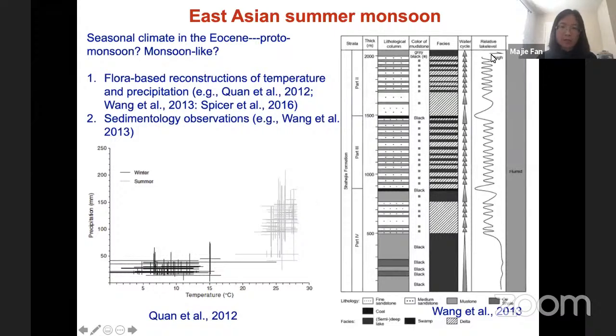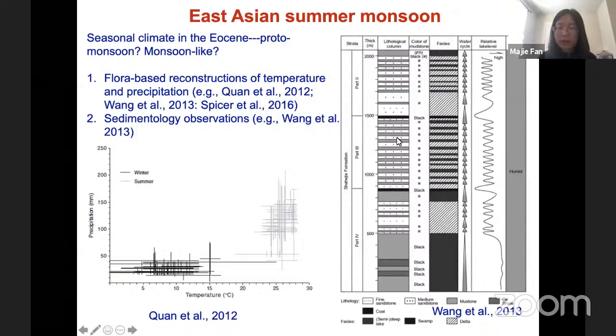The other group of study is based on sedimentological observations. So this example was from Wang et al. 2013. This is actually coming from the same area of our study, basically the Bohai Bay Basin in eastern China. So they also looked into the Shahejie Formation. That's where we're gonna present our record. So the Shahejie Formation includes several members, okay? So we see that in these members called part 3, part 2, we clearly see from these lithological symbols that there's some sort of variations of lithology going on, okay?